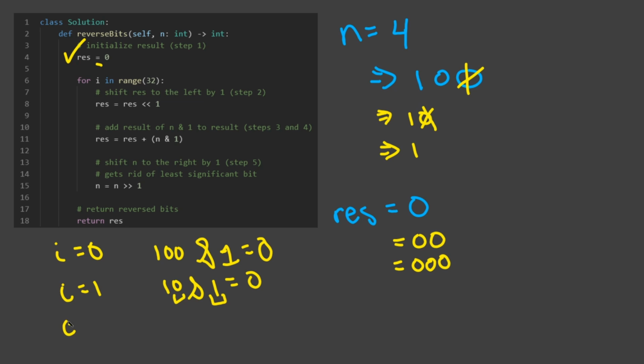So now we go to our last iteration, which is i equals 2. And the first thing we do again is shift result to the left by 1. So now we're going to have 0, 0, 0, 0. And from here, we want to AND n and 1. So n is currently 1. And if we AND that with 1, we get a 1. So now we add this to the result. So the result is going to be all of these zeros plus 1, which would equal 0, 0, 0, 1. And then at the end, we shift n to the right by 1. So that would just make it 0 since there are no more bits left.